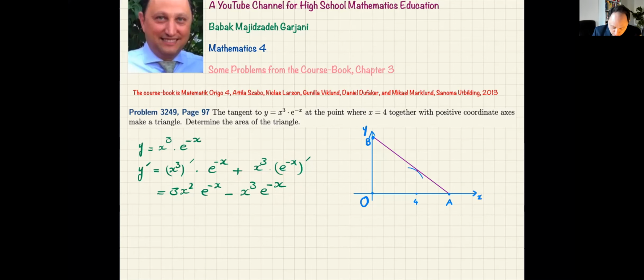Of course, here I can simplify it, even though simplification is not necessary. I can factor x squared e to the power minus x out. Then it becomes (3 minus x) times x squared e to the power minus x. To check that I have done it correctly, I can multiply this back here. This gives me this, and if I multiply this back here, this will give me this. So that is the derivative of the function that I just found, yes?